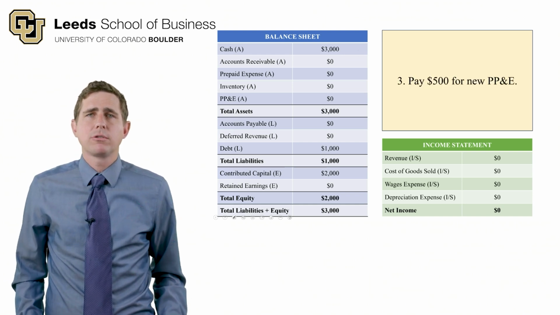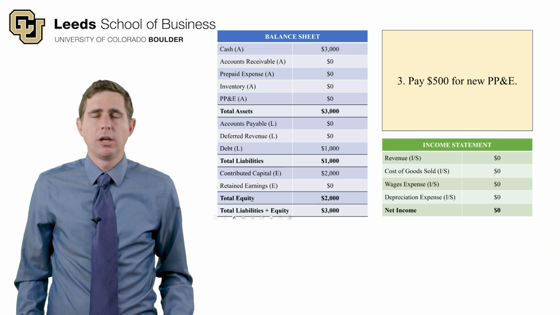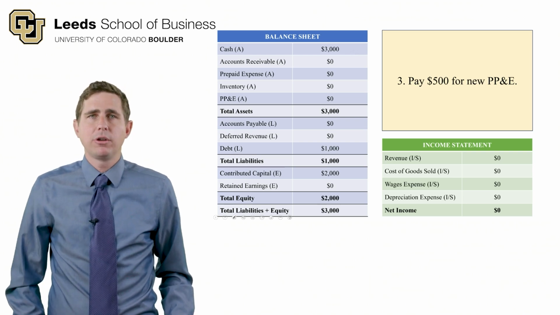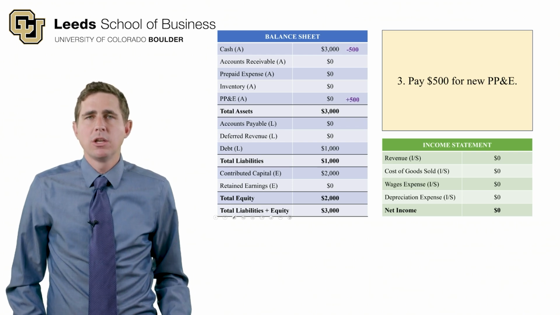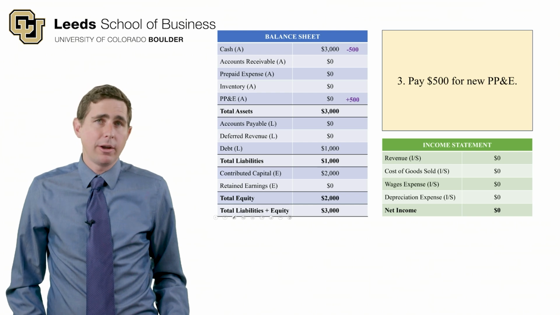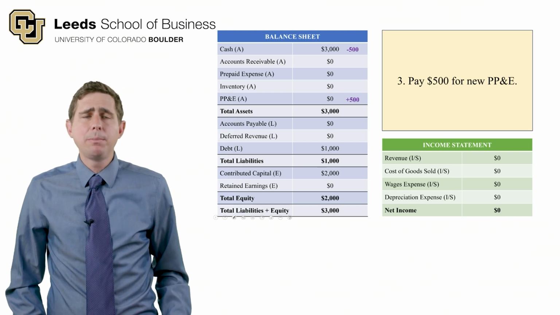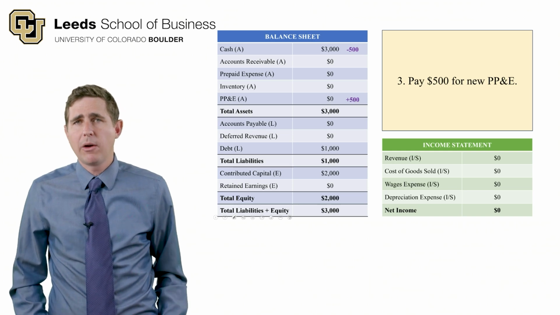We're going to pay $500 for new PP&E. Does this transaction involve cash? Yes. We're going to pay cash of $500 and we're going to gain PP&E of $500. So we'll take $500 out of our cash balance and we'll transfer it essentially into our PP&E account. We're keeping track of the cost of property, plant, and equipment that we purchase.